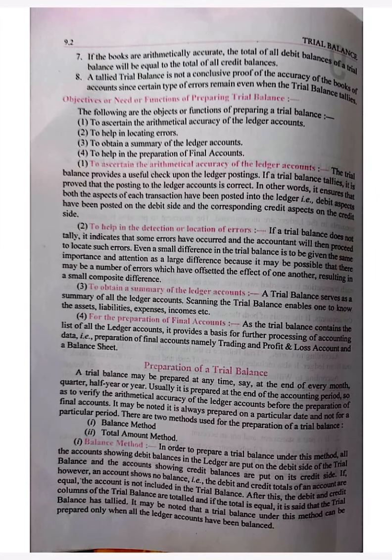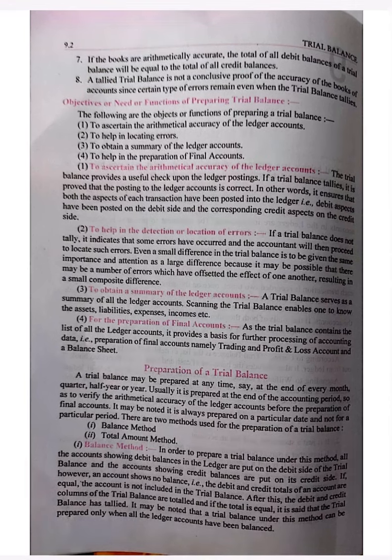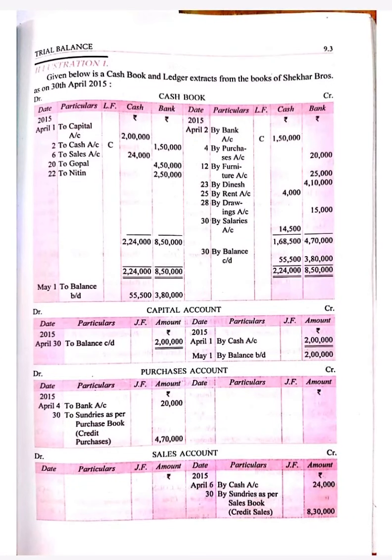Objectives, needs or functions of the trial balance. First of all, to ascertain the arithmetic accuracy, then to help in locating errors, to obtain the summary of ledger accounts, and to help in the preparation of final accounts. So this is the basic need for preparing the trial balance. Okay. Now just moving forward.